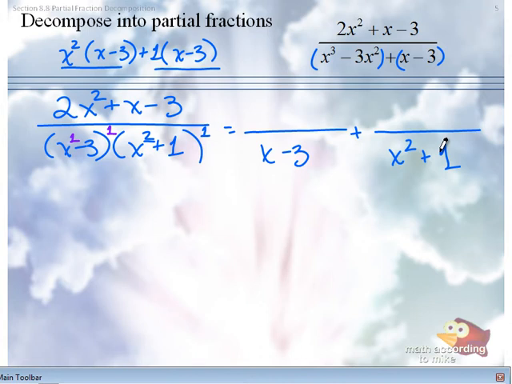What is the degree of the factor in the denominator of the first fraction? 1. So what's the degree of the numerator? 0. So that's just the number. What's the degree of the factor in the second fraction's denominator? 2. So what's the degree of the numerator? 1, which means it's linear. Bx plus c. It's 1 degree less. That did just happen.